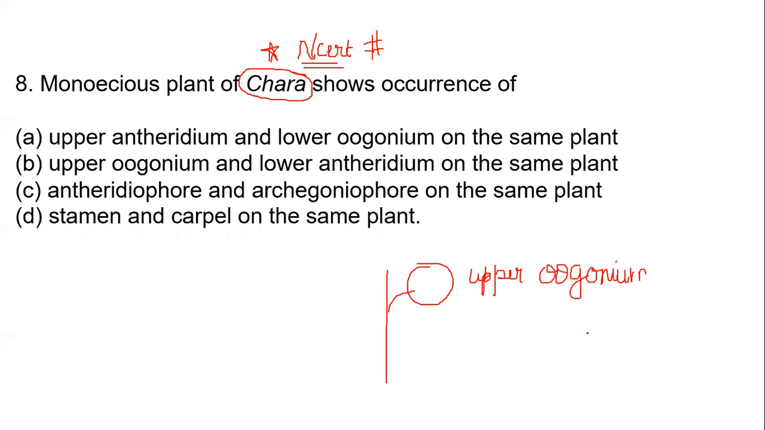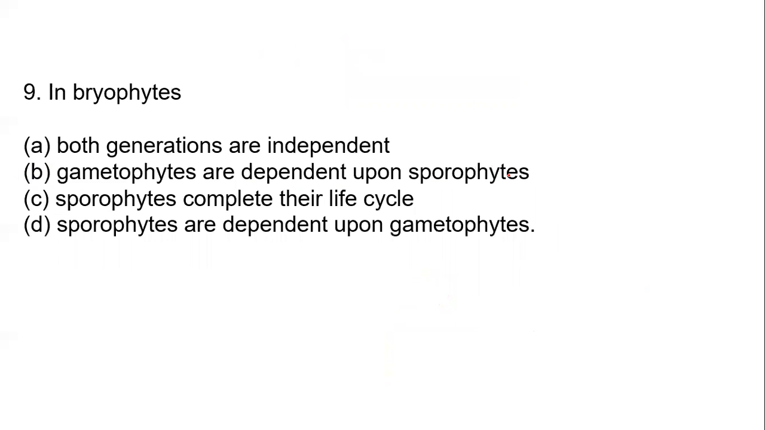And they will show the presence of lower antheridium. Okay, they will show the presence of upper oogonium and lower antheridium. So the correct answer is option B, upper oogonium, lower antheridium on the same plant. That is why they are called monoecious. Monoecious, they are present on the same plant. Question number 9 on your screen.